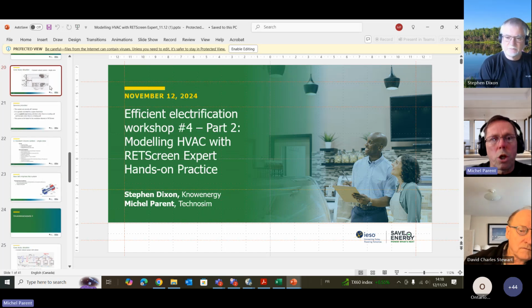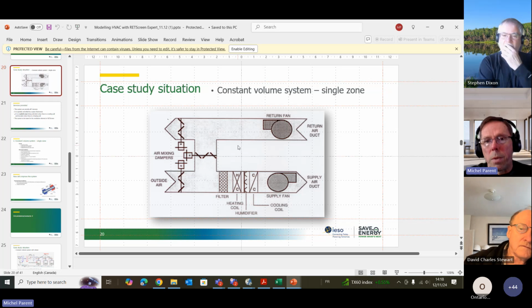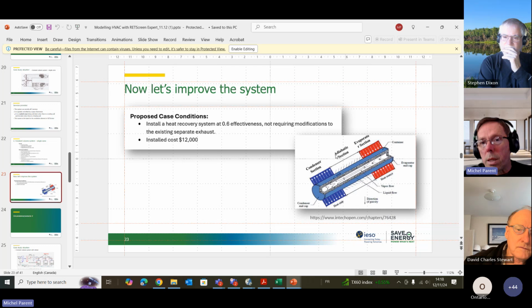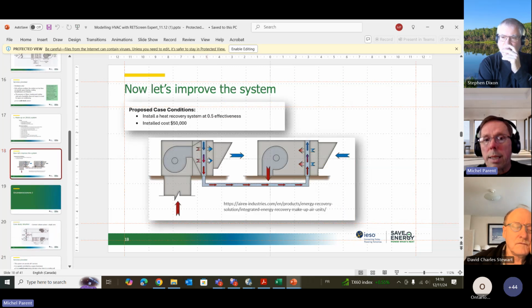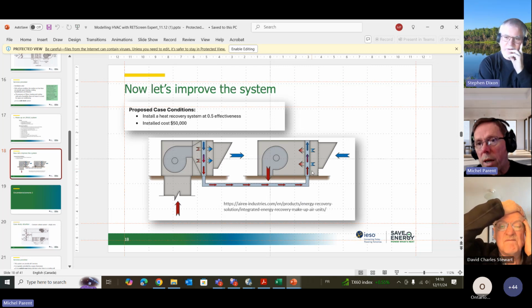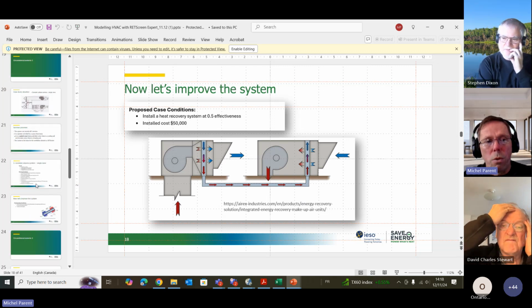So what we just looked at is this system. Yep, we did not have a return fan. And what was installed was this device, which is a heat pipe. The next one we're going to do, we'll actually have the same heat recovery system. And just so you know, the one we had before, this is the type of heat recovery device that was installed. That's why it had a lower effectiveness. It was a run-around glycol loop.